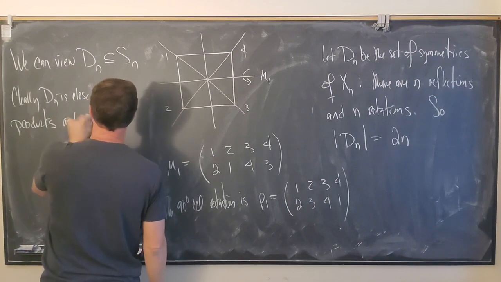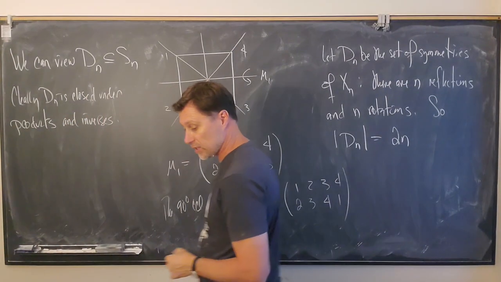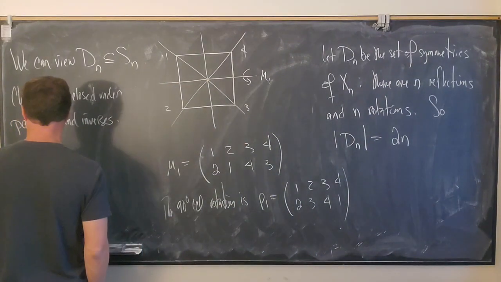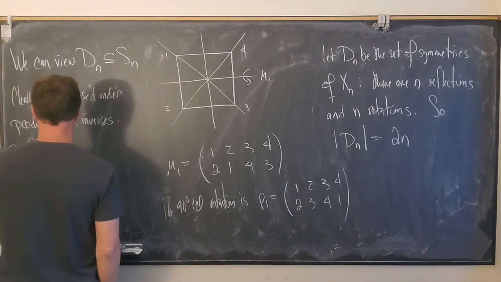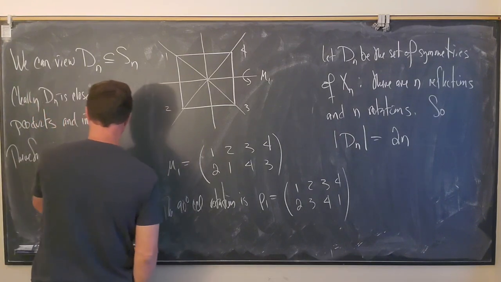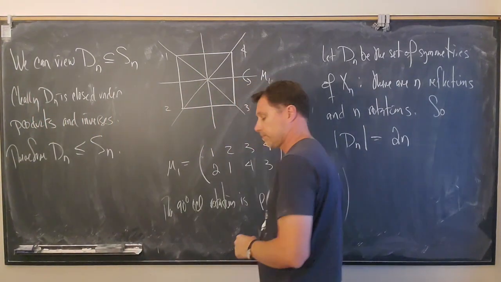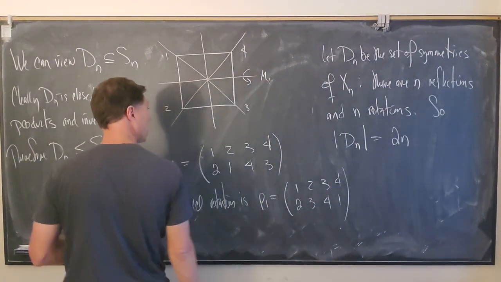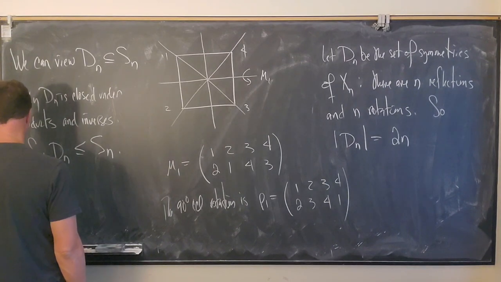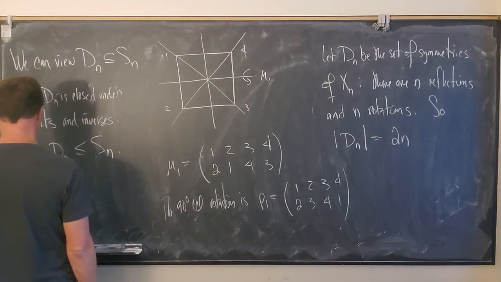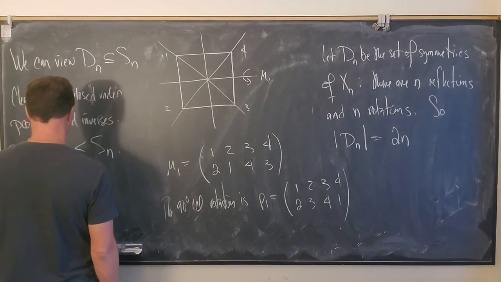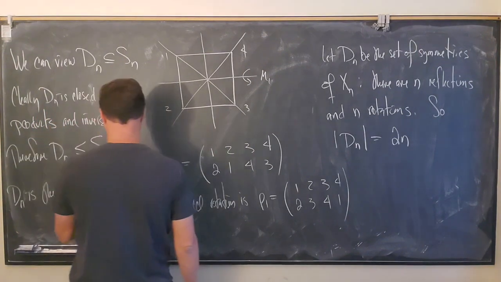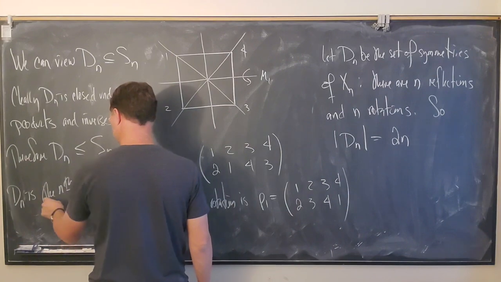It's also obviously non-empty. And so what we just did is we have D_n, so you can say therefore, D_n is a subgroup of S_n. This has a name. It's called the dihedral group. So D_n, D sub n, is the nth dihedral group.